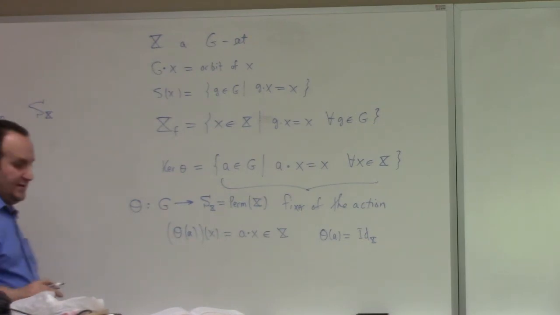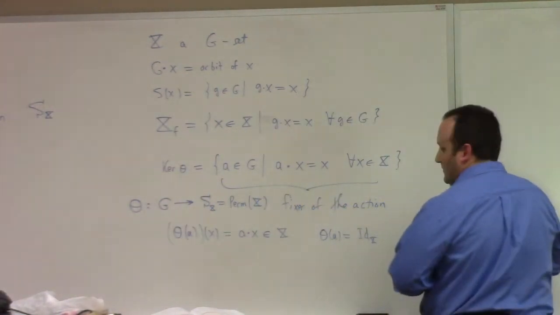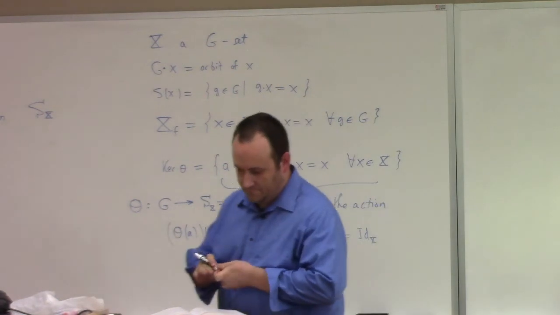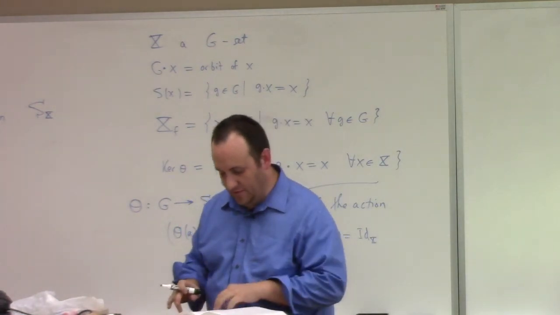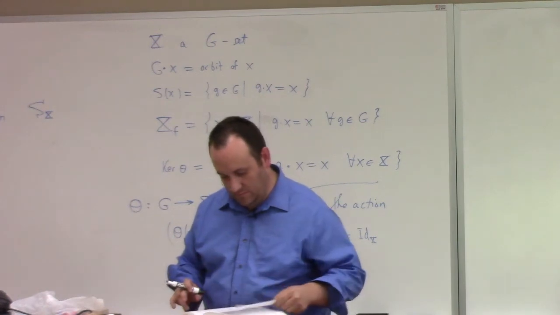And then in number 19, the part you guys were not confused about was what? That the center is a subset of the fixer. That made perfect sense to you. All right.